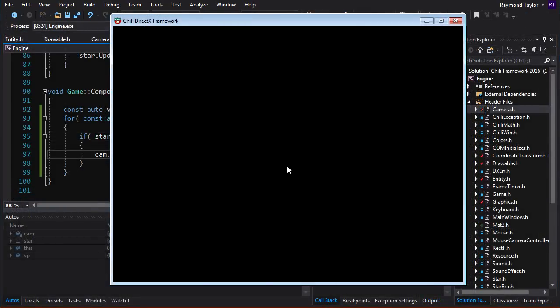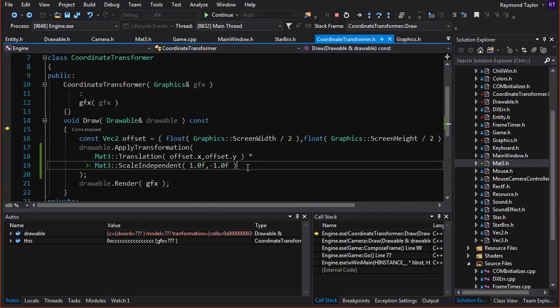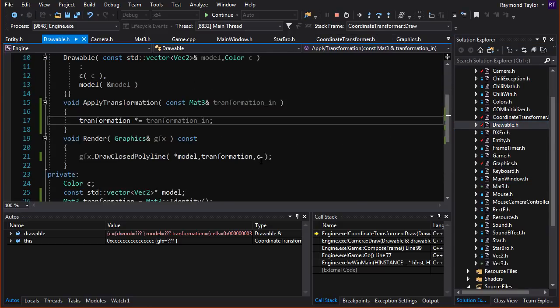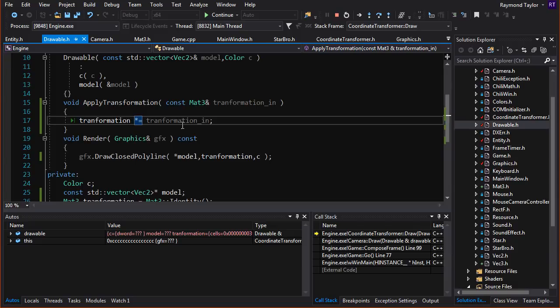I am very angry. We apply the camera transformation, and now we're going into the coordinate transformer. I'm going to step into that guy. It appears to me now that I have seen the light, and the light is how we're applying these transformations. Well, let's go into drawable. So when we apply a transformation to this guy, we multiply. Right-hand side is the transformation in, left-hand side is the transformation that we want to apply to.